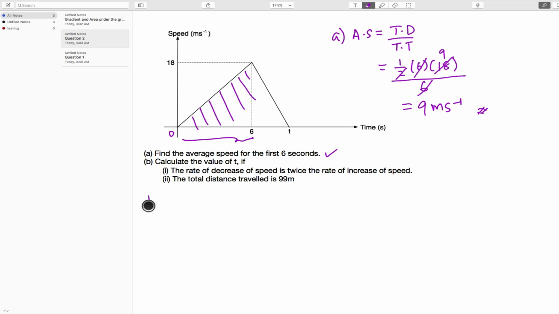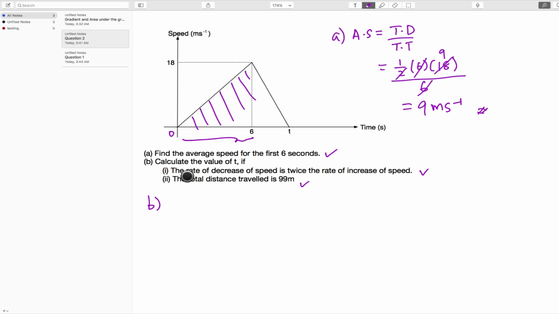Then we go to B. B is a bit tricky. The question says calculate the value of t for the first one, and then calculate the value of t for this one. So for part 1 and part 2, you will get 2 different values of t. This is the first thing you have to understand about this topic, because some students might think the part 1 answer is related to part 2, but in this case it's totally not related. Alright, so let's solve the first one.